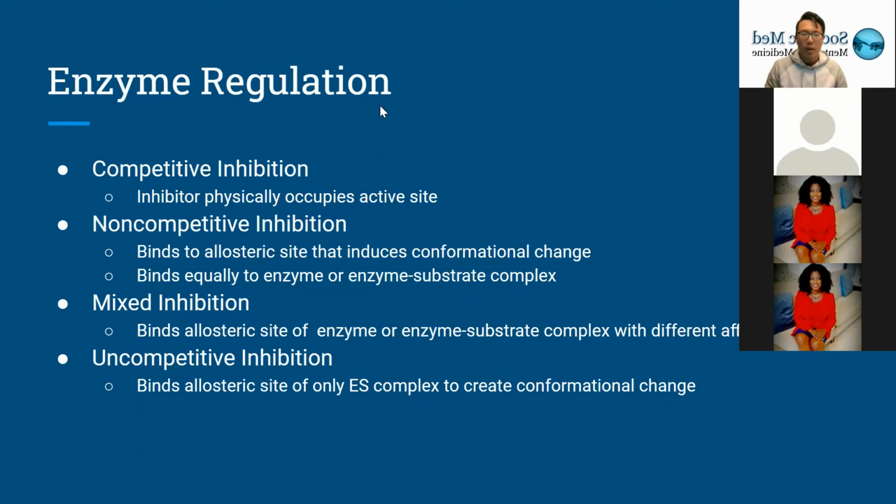And lastly, uncompetitive inhibition. This is also allosteric regulation where the inhibitor binds to the allosteric site, but it only binds to the enzyme substrate complex. And similarly, it creates a conformational change in the enzyme, so the substrate is not able to bind. So the non-competitive and mixed inhibition both bind to either the enzyme or enzyme substrate complex, while the uncompetitive inhibition only binds to the enzyme substrate complex. So those are the 4 different types of enzyme regulation or inhibition.